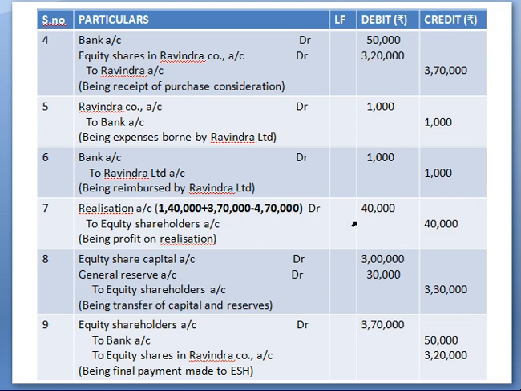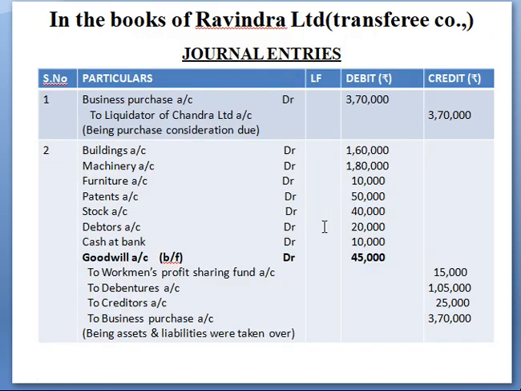That is the seventh entry given. Realization account debit to equity shareholders account. So the entries in the books of the transferor company are over. Now we'll prepare the entries in the books of the transferee company. The transferee company is Ravindra Limited.